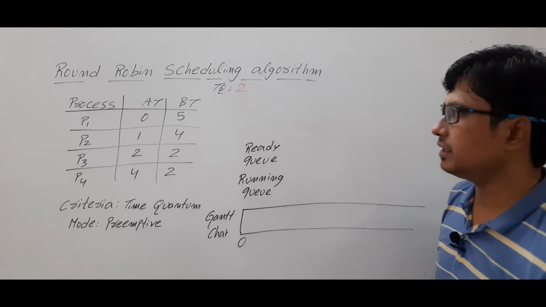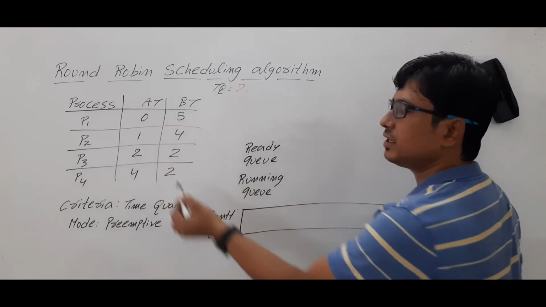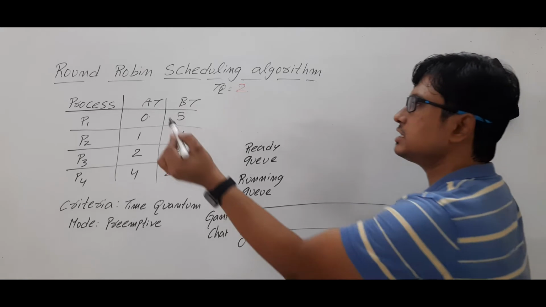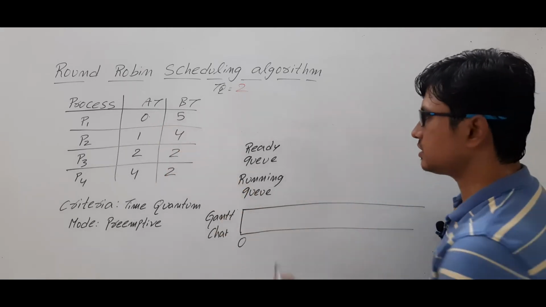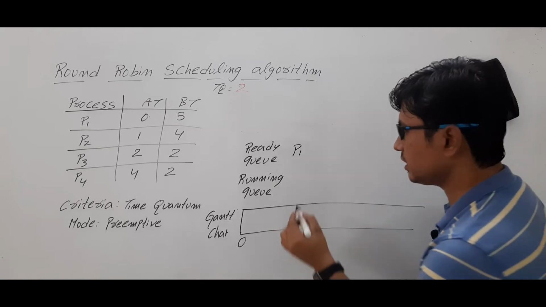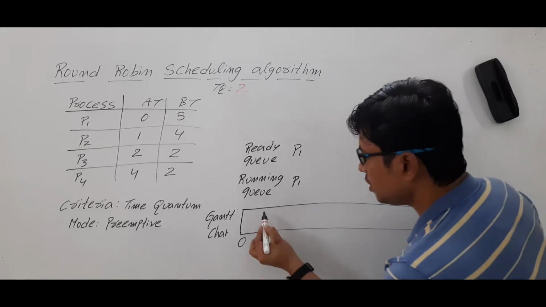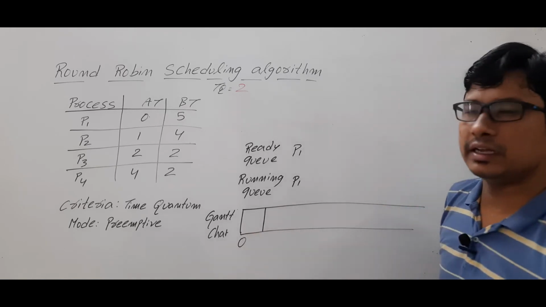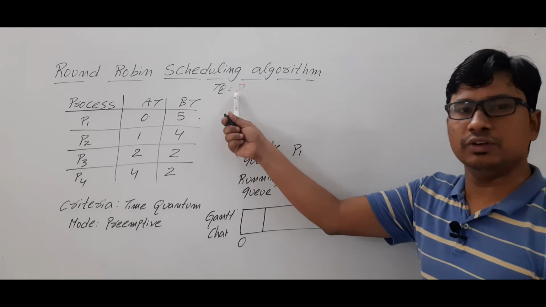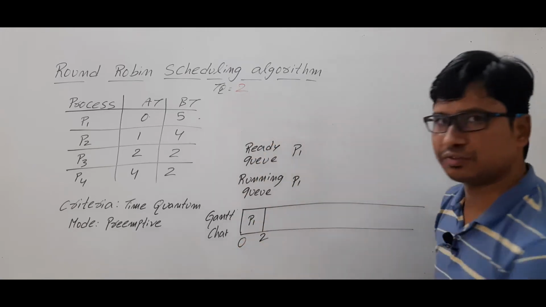Look at here. At 0 units of time, how many processes have arrived into the ready state? Only one process, P1, has arrived into the ready state. If only one process is there, that will be in the running state. Is it clear? So how much time will it run? Its burst time is 5 units. However, the time quantum is given as 2 units. So process P1 will run for 2 units of time.